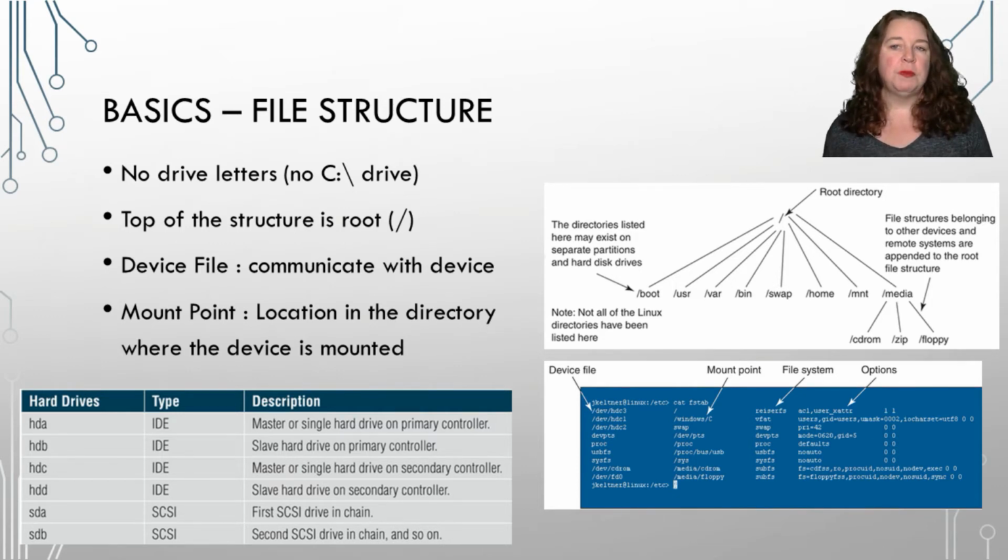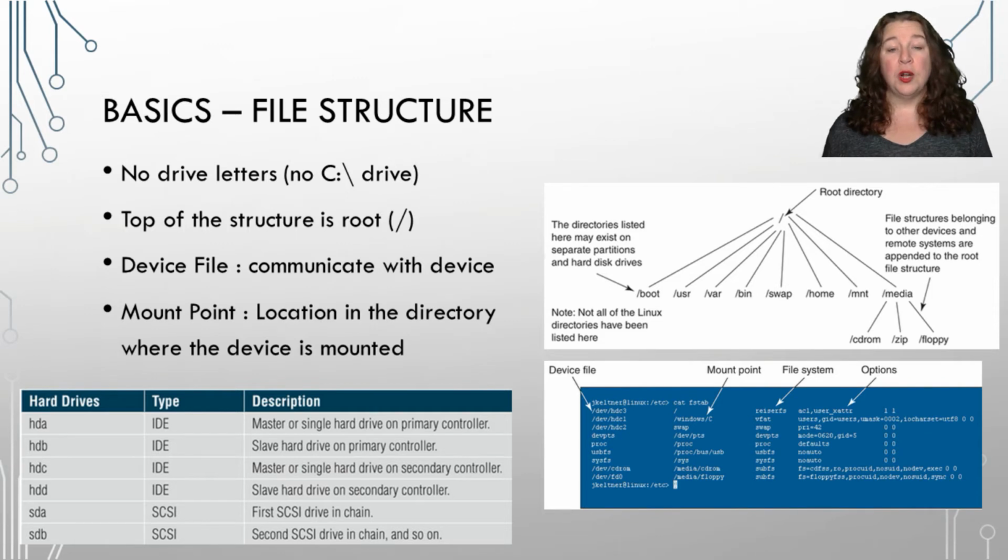The file structures belonging to the other devices and remote systems are usually appended to the end of the root file system. So I can go on with root, and then I can do media, and then I can do floppy, and I can create this multiple directory structure. This is similar to a Windows machine, assuming you've used something like a Windows machine. But again, the root directory is never a C drive.